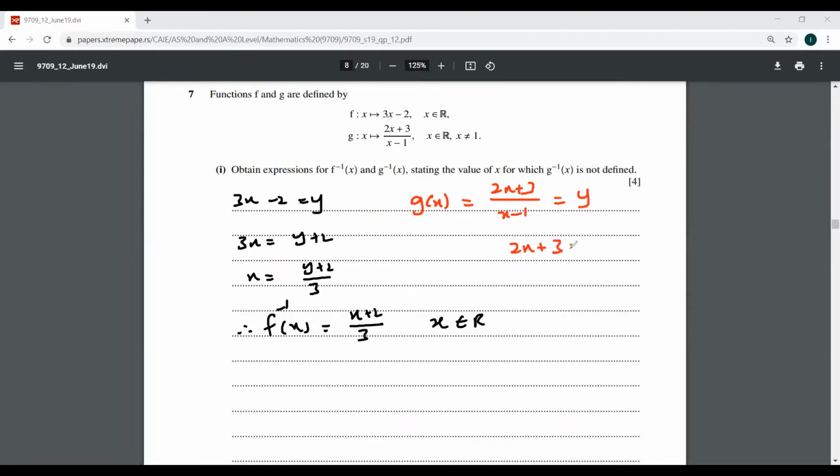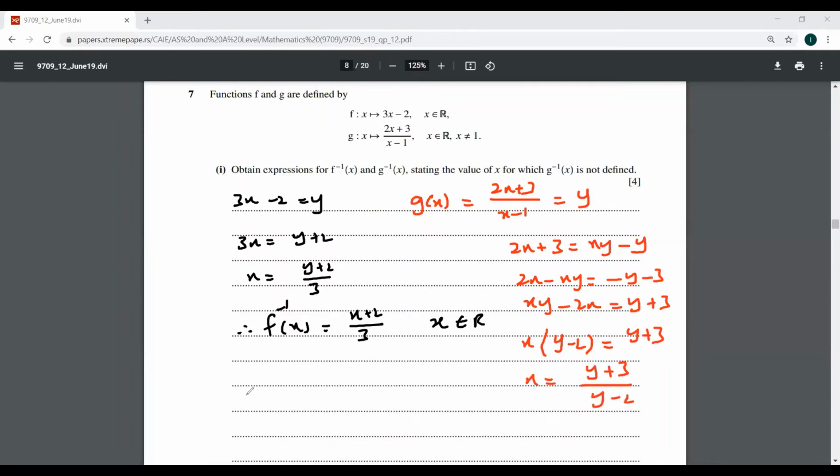2x plus 3 is equal to xy minus y. And you have 2x minus xy, it is minus y minus 3. There are so many minuses here. So let me write it as xy minus 2x, that is going to be y plus 3. Okay, and then you take x as common. This is y minus 2, that is equal to y plus 3. So x is going to be y plus 3 over y minus 2. Therefore, your g inverse of x is going to be x plus 3 over x minus 2.